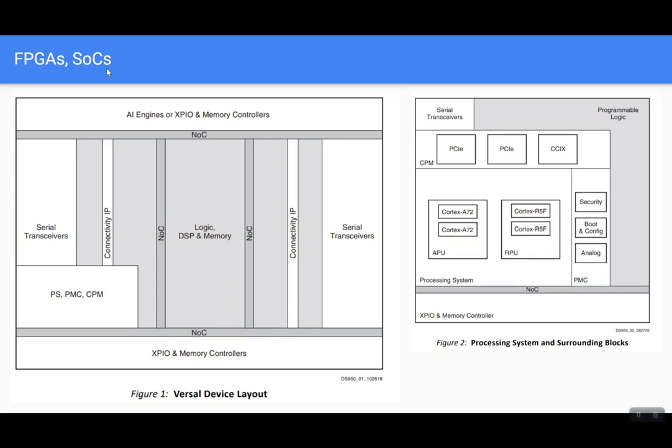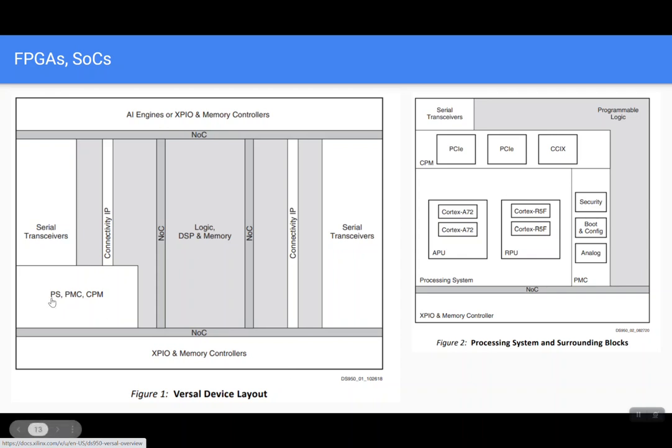FPGAs, SoCs, just like in English, there are a lot of FPGAs and a lot of SoCs. When we discuss these ICs, we will look into these block diagrams and understand what they mean. This is taken from the AMD Xilinx Versal datasheet, and that's the Versal device layout. As you can see, it's a very expensive FPGA SoC.